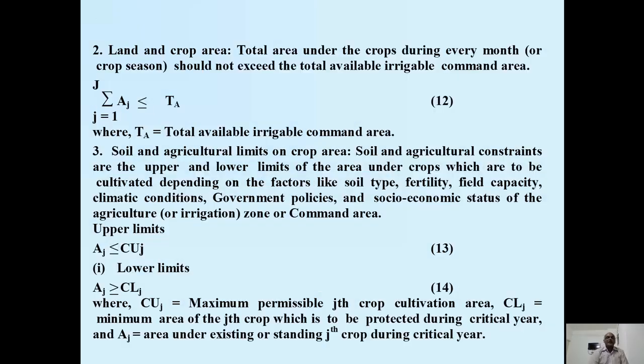Then the second constraint is the land and the crop area. Total area under the crops during every month should not exceed the total available irrigable command area. So that is AJ must be less than TA, that is total command area.